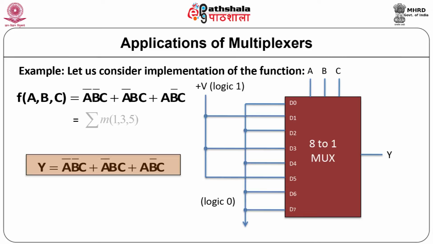Let us say function f is equal to a bar b bar c OR a bar b c OR a b bar c. This simply indicates we can have sum of minterms 1, 3 and 5. Now, the Boolean expression is clearly given. This indicates there are only 3 terms present. These are representing the data inputs D1, D3 and D5, which are to be connected to logic 1, and the rest of the data inputs are connected to logic 0. By applying proper select lines, that is ABC input, we will get the desired output function.